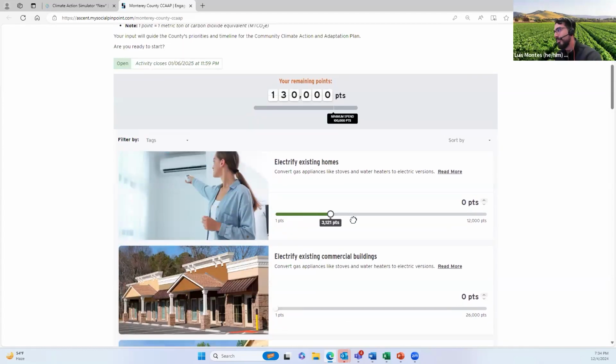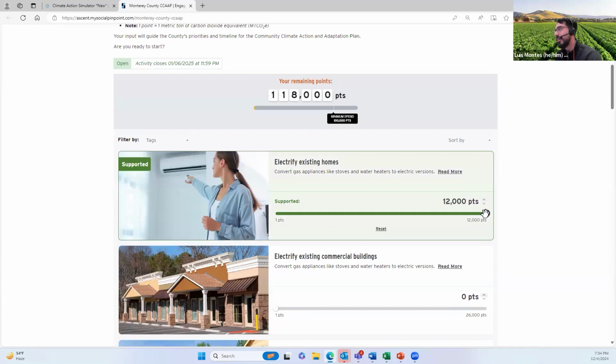So you can slide it across and determine the emission reduction. But if you slide all the way to the end, you max out the emissions, that also means it requires more time and resources to implement. You'll need to stay within the 100,000 and 130,000 points when developing your scenario. So this means that you'll need to be strategic, considering ambition and feasibility.